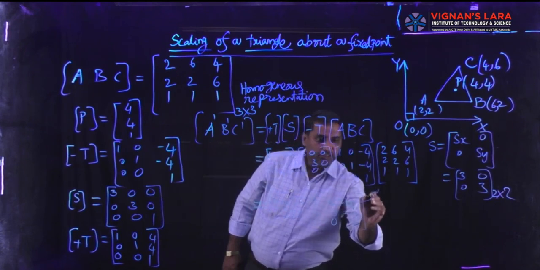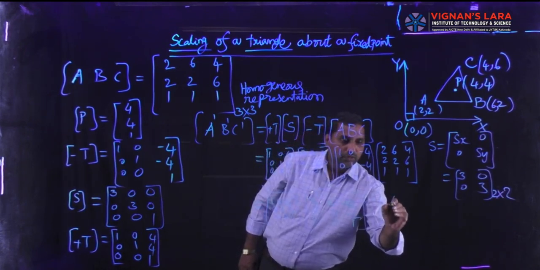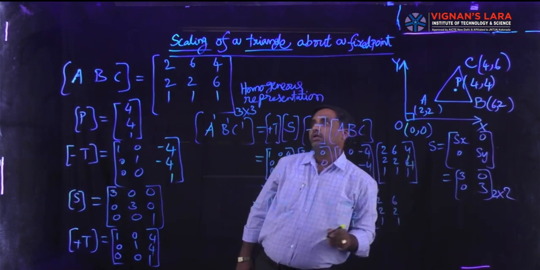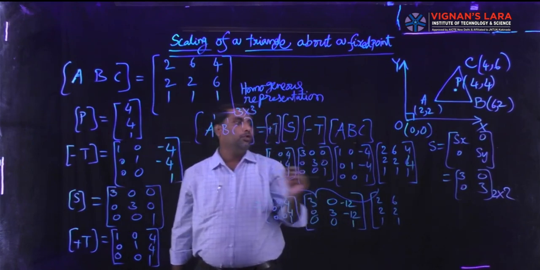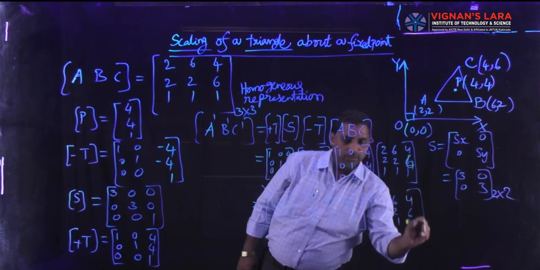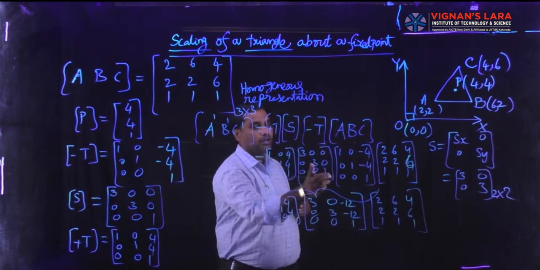Okay, and next the ABC matrix. What is the ABC matrix? 2 2 1, 6 2 1. Sorry, this is 4 4 1. Sorry, I have written 4 6. How will you get 4? Right, 4 4, 4 6. Right, 4 6 1. Now this is the multiplication of the negative translation and the scaling matrix.